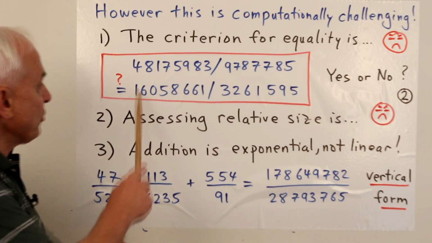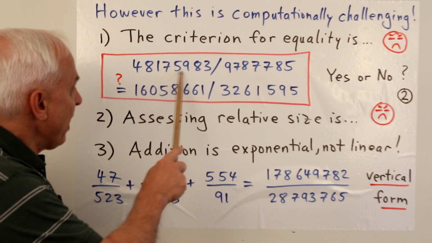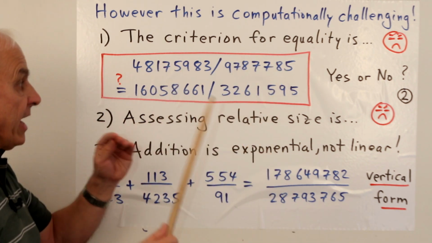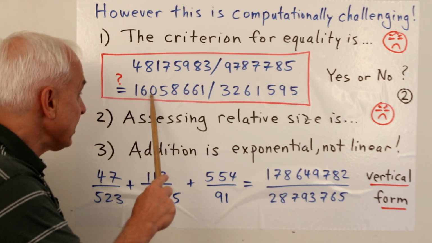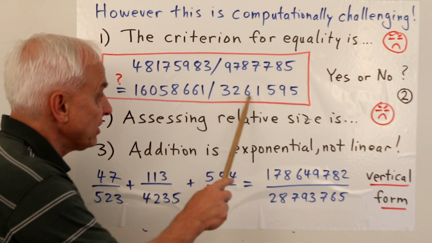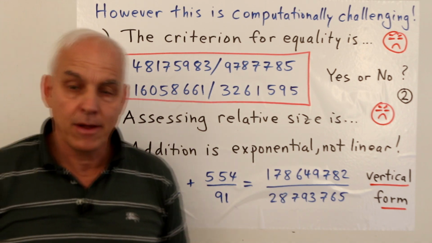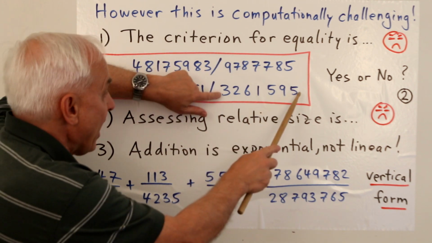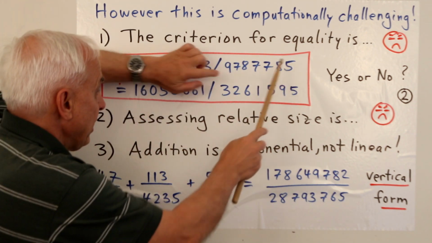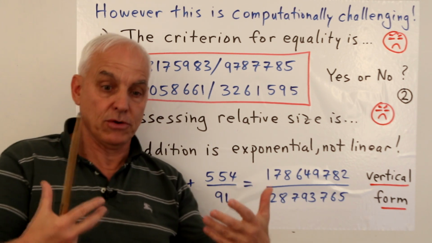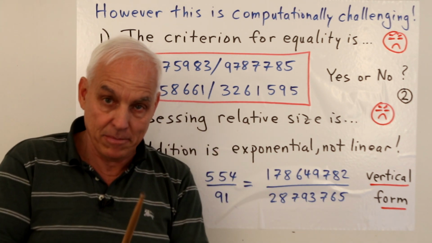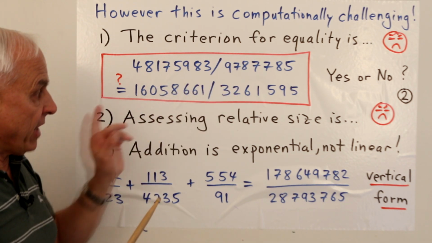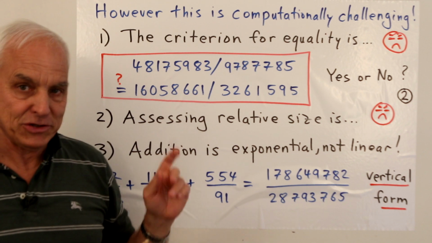So for example, suppose you have this fraction, 48175983 over 9787785. And we want to know, is that actually equal to the fraction 16058661 over 3261595? Well, the only way we can tell that really is to multiply this a times that d and multiply this b times that c and see if those two products are actually the same. Not very easy to see just offhand. In fact, here the answer happens to be no. These fractions are not equal.